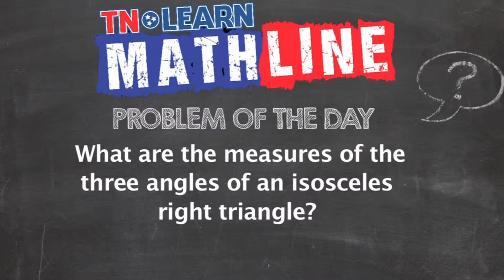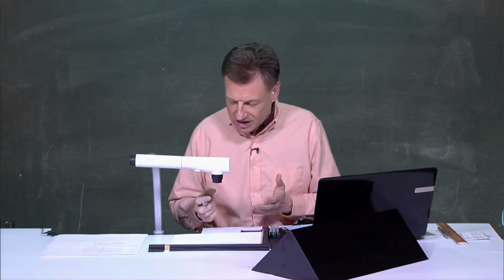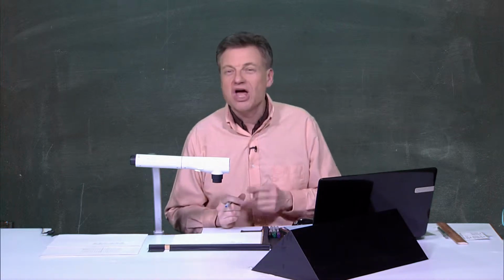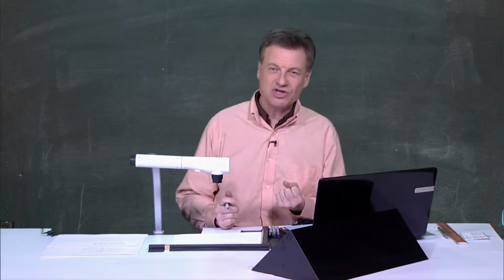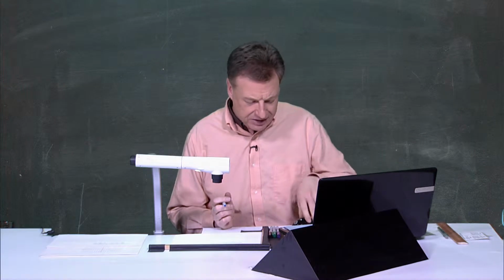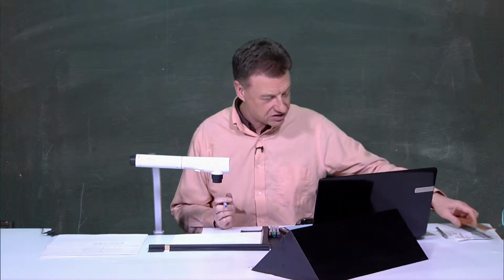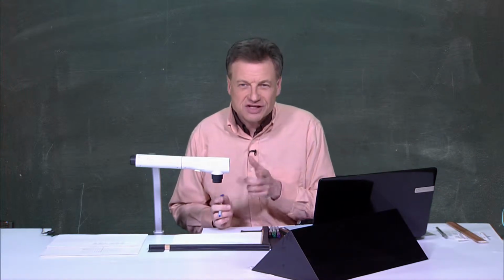What are the measures of the three angles of an isosceles right triangle? So first of all, we've got to understand two words, isosceles and right. What do those two words tell us? It tells us plenty about our little old triangle, all right? So let's test it out here.